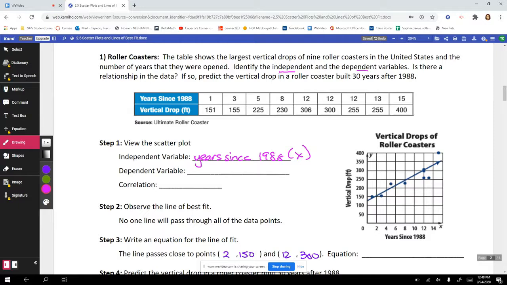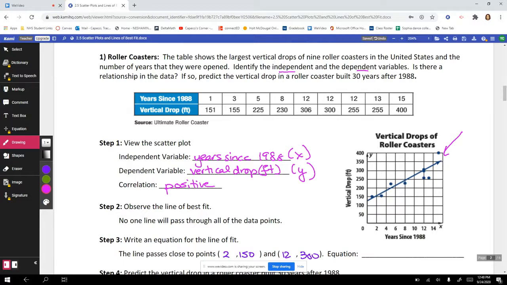Your dependent is going to be your vertical drop in feet, and that's going to be your y value. The correlation, which way does that trend seem to be going? It looks like it's positive. It's a positive trend. As x increases, y is also increasing.